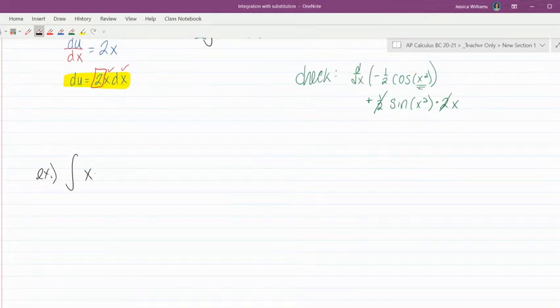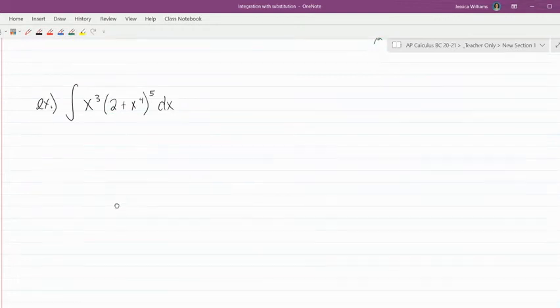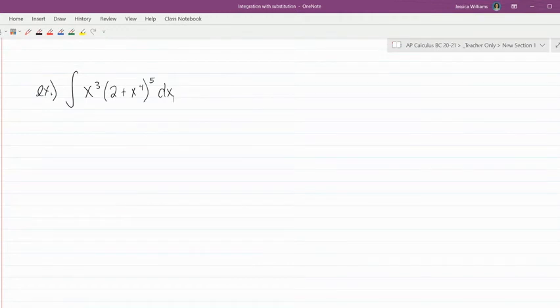So here's another one. The integral of x cubed times (2 plus x to the 4th) to the 5th dx. Theoretically, you could do this question without u substitution. You could multiply this out 5 times and then distribute in an x cubed. But I have other things to do today. So we want to find something in here whose derivative is also in here. I hope you're seeing this x to the 4th and this x to the 3rd.